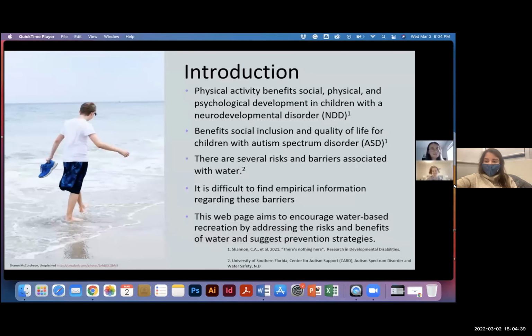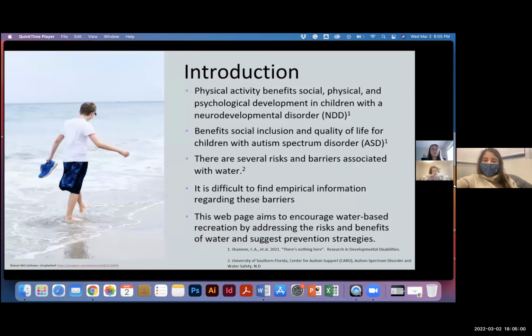Hi, my name is Rebecca Anderson, and I'll be presenting the introduction and method sections. My name is Paige Foe, and I will be presenting the results and the implication section. It has been shown that physical activity benefits the social, physical, and psychological development of children with neurodevelopmental disorders. Further, it benefits social inclusion and quality of life for children with autism spectrum disorder specifically.